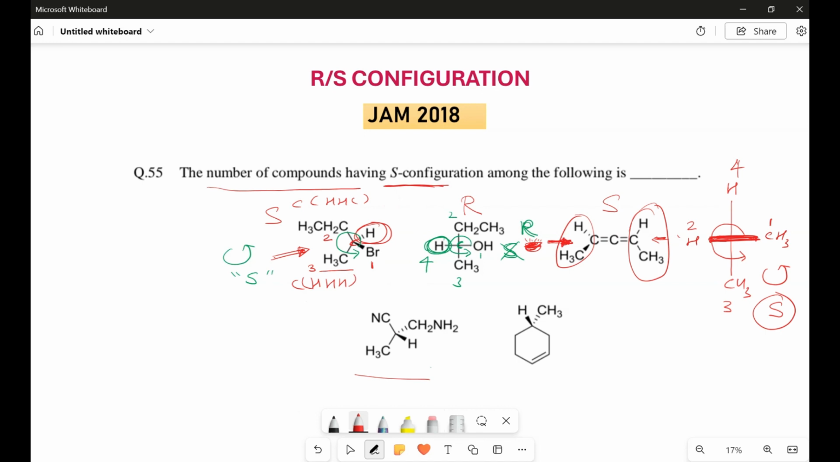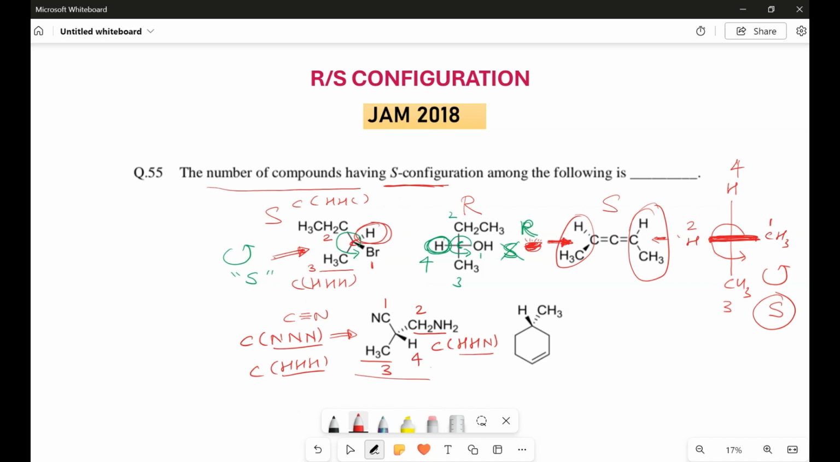Here I have nitrile, C triple bond N, which means carbon is attached to three nitrogens. And CH3, carbon is attached to three hydrogens. And CH2, carbon is attached to hydrogen, hydrogen, and nitrogen. So now we know that the three nitrogens will take the upper hand over one nitrogen, and over the three hydrogens. So first priority, second priority, third priority, and hydrogen will be fourth priority.